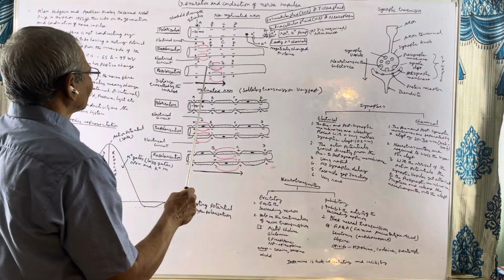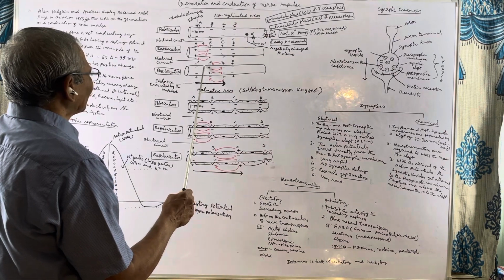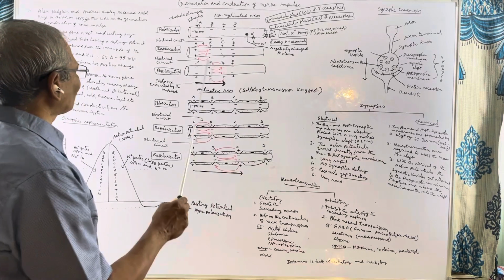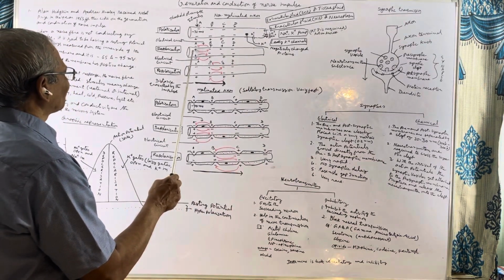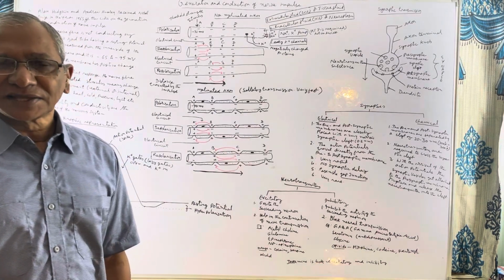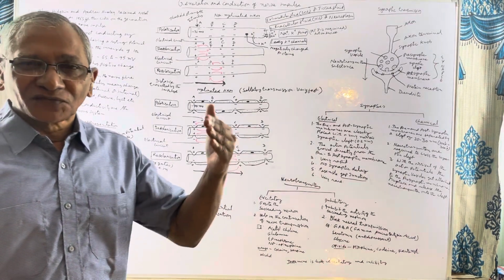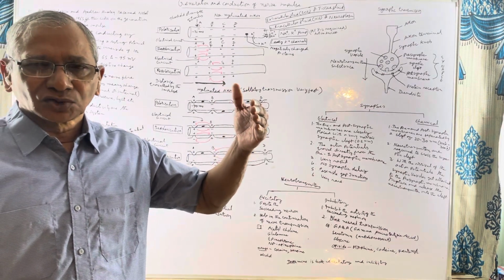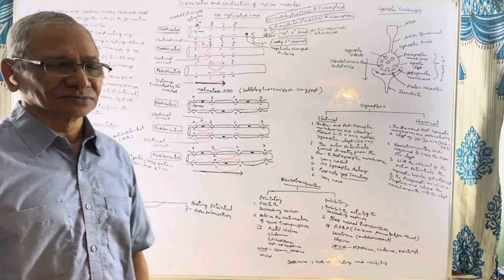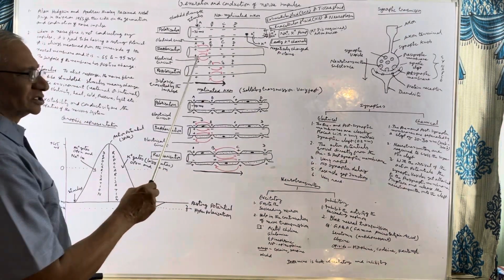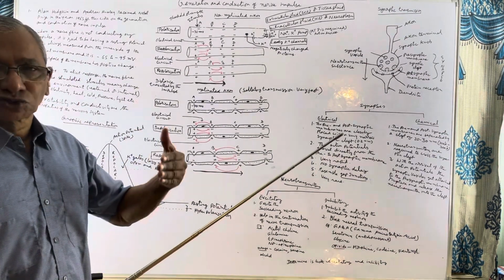Next, at point B, depolarization occurs. So first depolarization has occurred at point A when a stimulus is applied. How has the depolarization occurred? Due to influx of sodium ions from outside to inside. This is depolarization. So depolarization is due to influx of sodium ions.